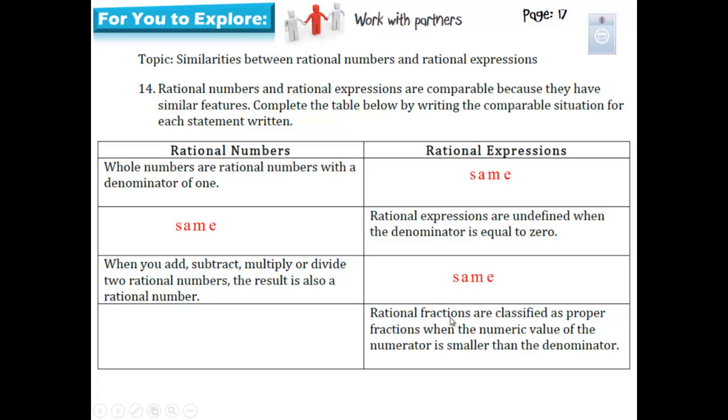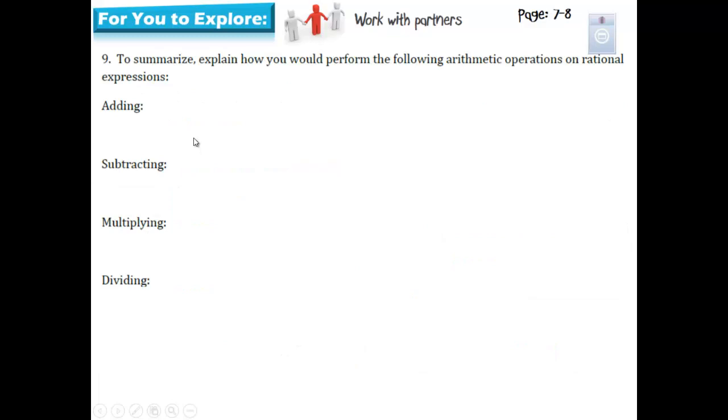Rational fractions are classified as proper fractions when the numerical value of the numerator is smaller than the denominator. So do you remember improper fractions? Improper is when the numerator is bigger than the denominator. So the same thing works on both sides. Okay, so let's summarize here.